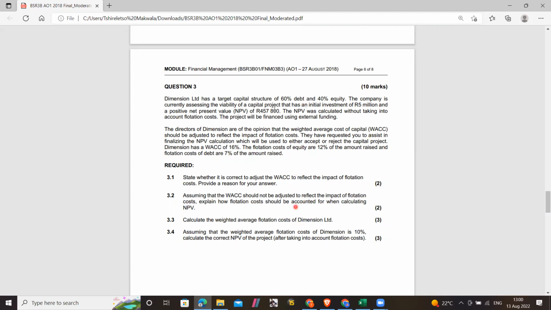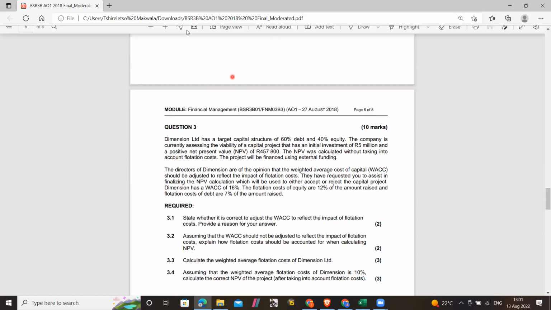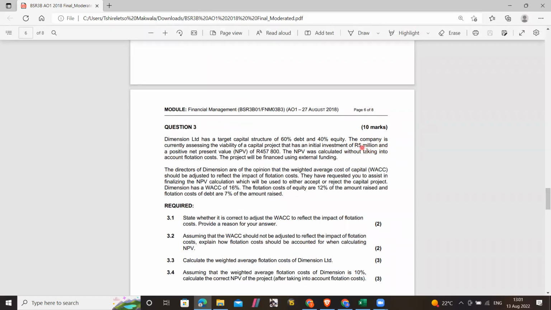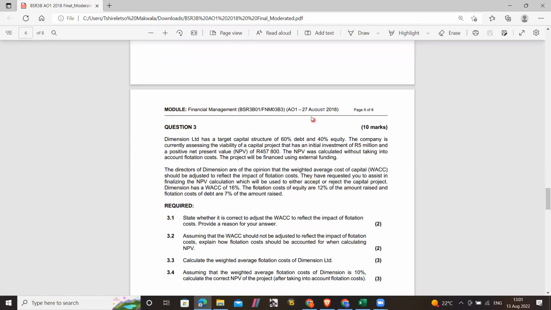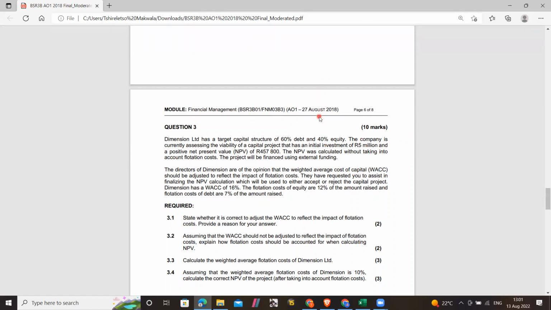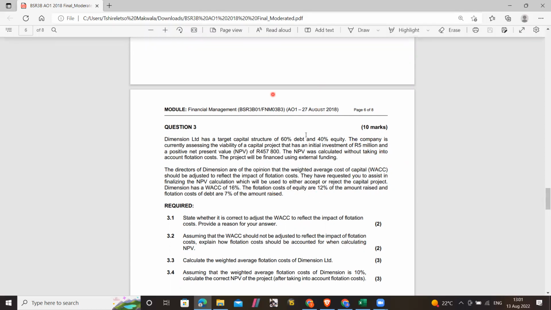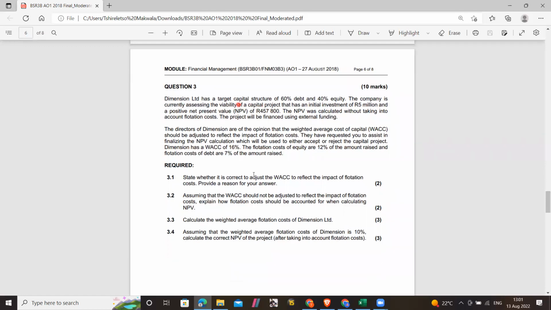And remember, we said we calculate flotation cost at the beginning. Why? Because for this project, we know that we need 5 million. The reason we are calculating this weighted average flotation cost is to calculate how much more we need to retrieve from the equity or debt providers, other than this 5 million, to cover these flotation costs. You'll see what I mean.